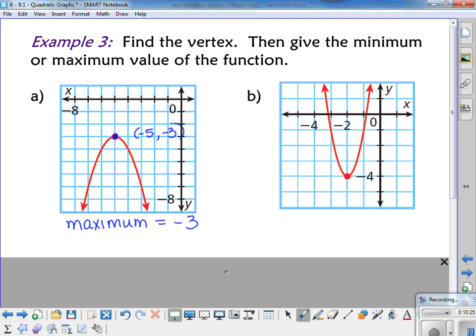Alrighty. How about, do I have a different volunteer to tell me the vertex on B? Saxony? Yes, -2, -4. And so is that a max or a min? That one's a minimum. And what's the minimum going to be, folks? -4. You just take the y value, okay?